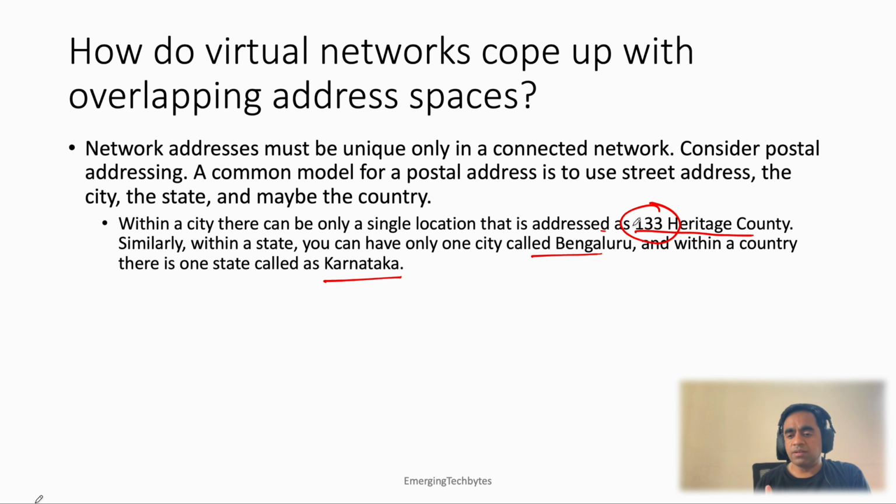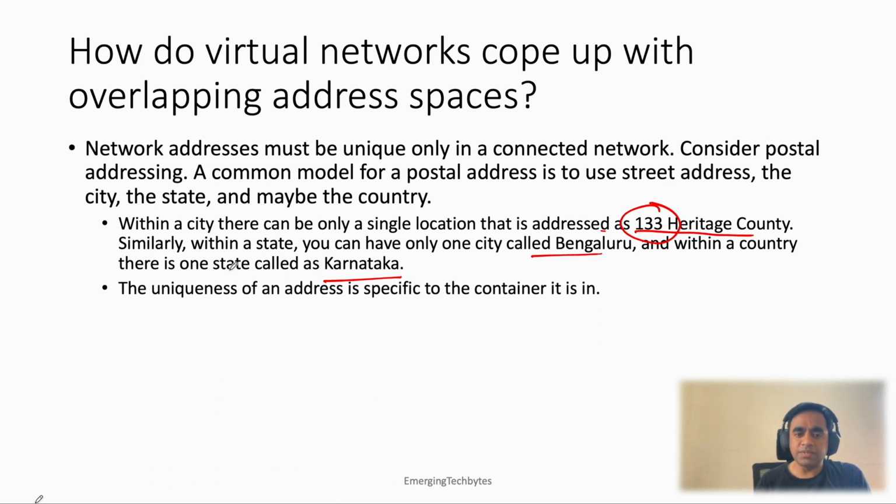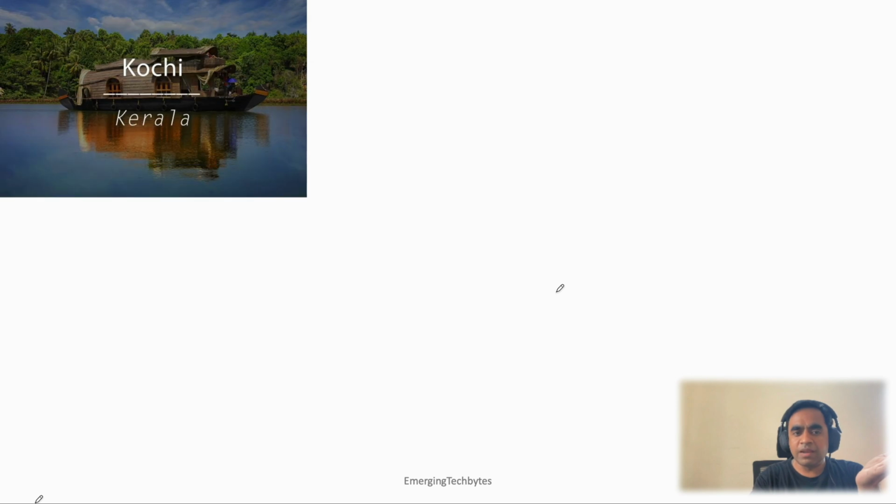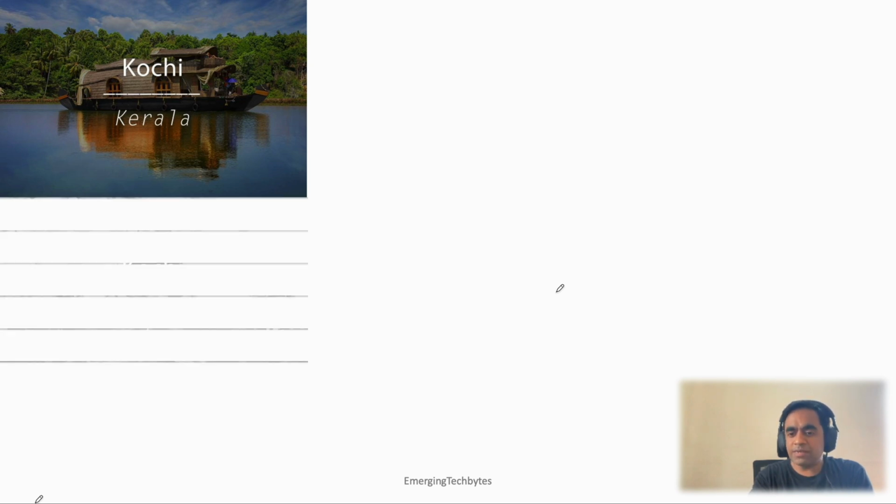But the point I'm making is that this uniqueness should hold within that particular country. For example, if I talk about India, there can be only one Karnataka, and only one Bangalore. But does that mean there cannot be another Bangalore somewhere else? Why not? At the end of the day, these identities should be unique within that particular container. Within that customer environment there should not be any conflict, but between customers it can overlap, right? To give you an example, there is a very famous city in India called Kochi, but Kochi also exists in Japan.